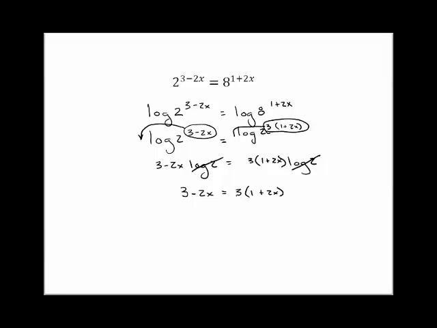Let's multiply the monomial inside the parentheses. 3 minus 2x equals 3 plus 6x. And combining like terms, we're going to add 2x to this side, so we're going to end up with 8x there. We're going to subtract 3 from this side, and we end up with 0. So we put the 3 on this side and 2x on this side. So what does x equal? X equals 0.